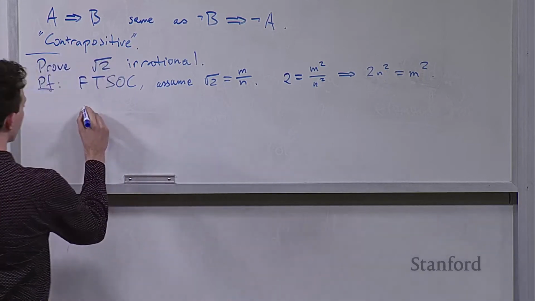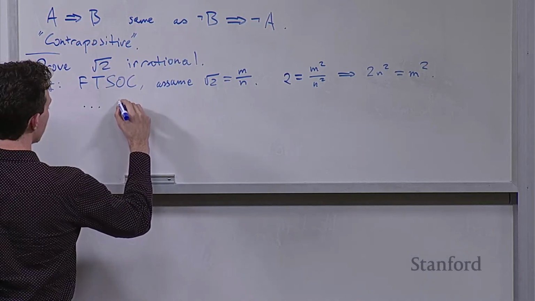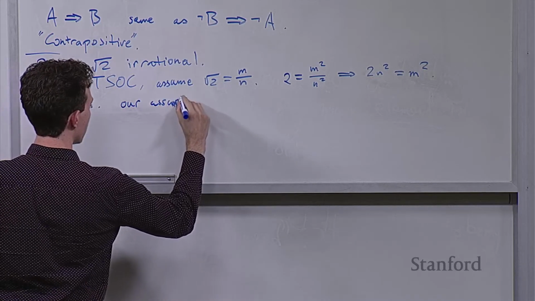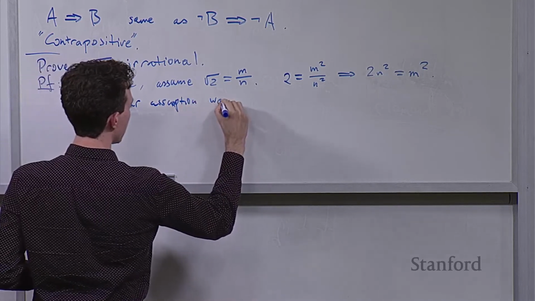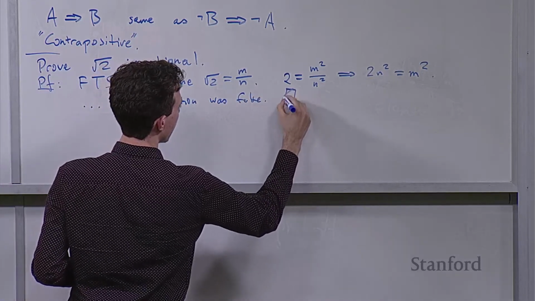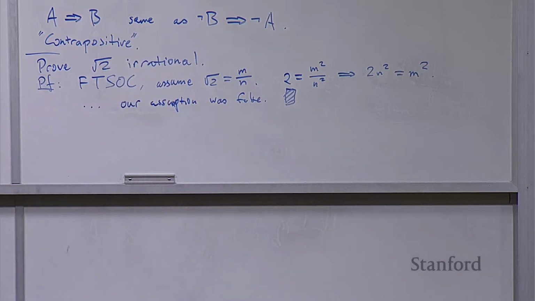And so our assumption was false, and that concludes the proof. Just to reiterate, it's a pretty simple idea. If you want to prove something, assume the opposite is true. And if you show that that leads to nonsense, the initial thing actually should hold.